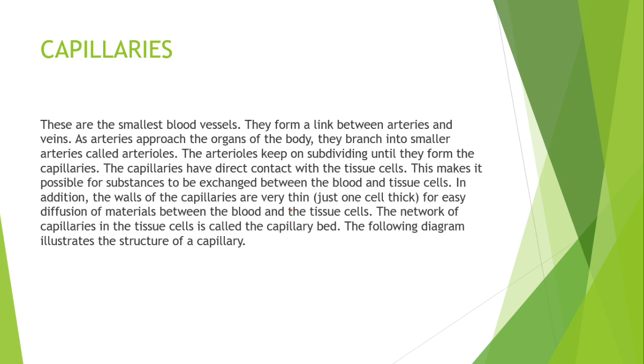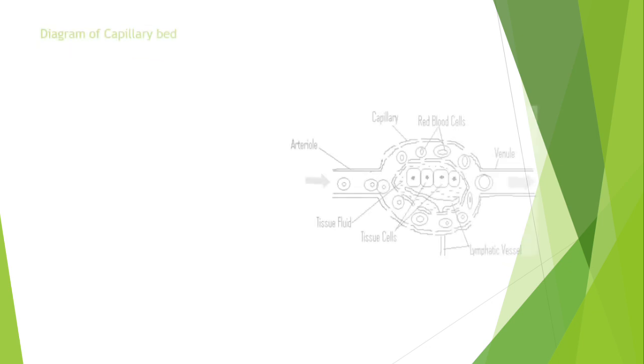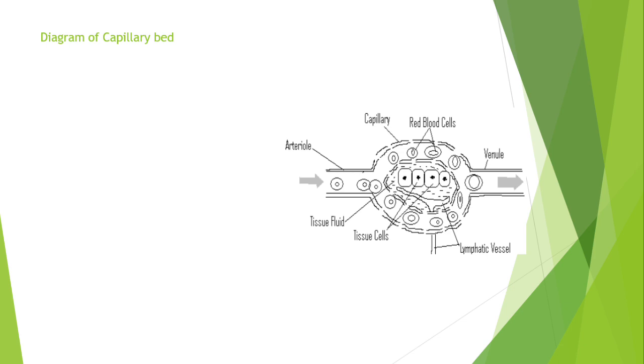Now, as they have said, the network of capillaries in tissue cells is called the capillary bed. Let's look at the diagram and I'll be able to explain more about what they are saying. So this is the diagram that we have. This here is the capillary. Now, remember, arteries will subdivide, okay? When they say tissue cells, what do they mean?